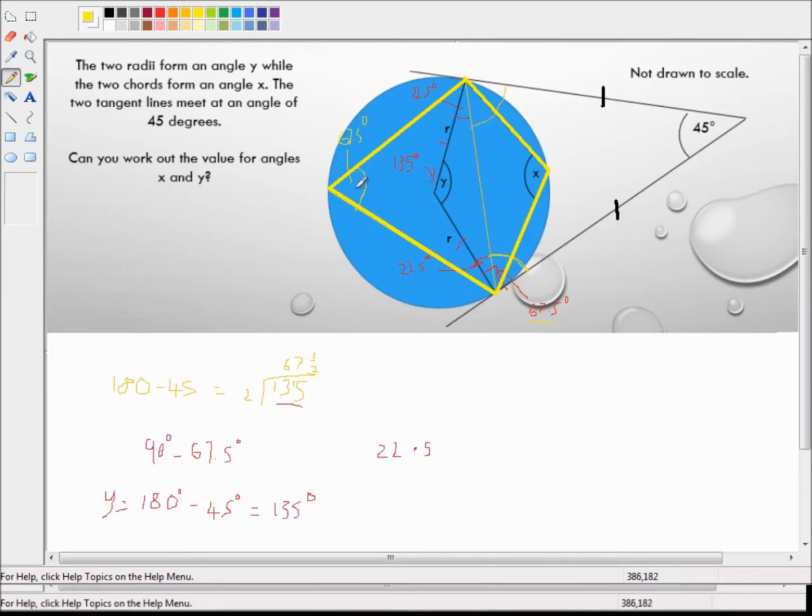Now if this angle is 67.5 degrees and this is the opposite angle on a cyclic quadrilateral, then x is just 180 degrees minus 67.5 degrees. So x is equal to 180 degrees minus 67.5 degrees.